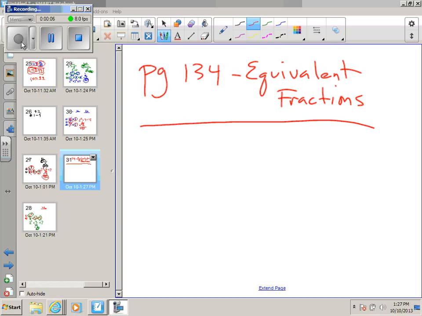Equivalent fractions. Page 134. When you think of equivalent fractions, what is it you think of? What are equivalent fractions?